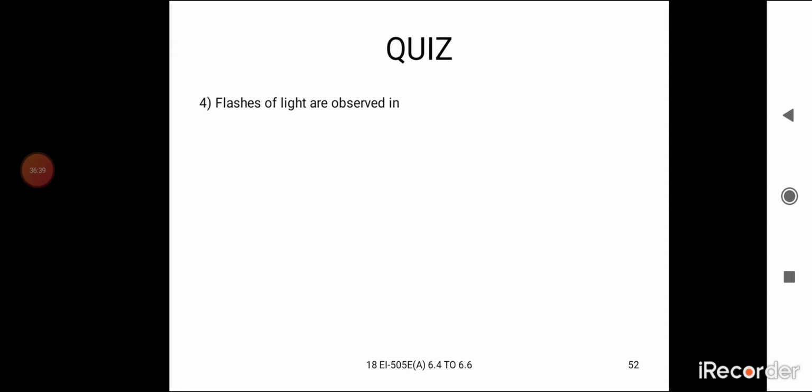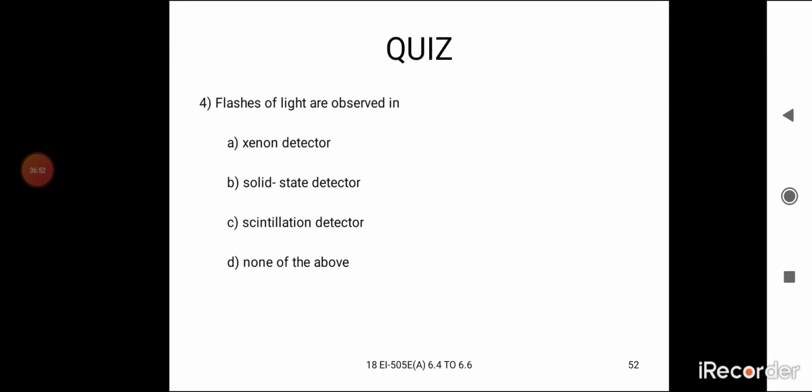Flashes of light are observed in: xenon detector, solid state detector, scintillation detector, D, none of the above. The answer C is correct, scintillation detector.